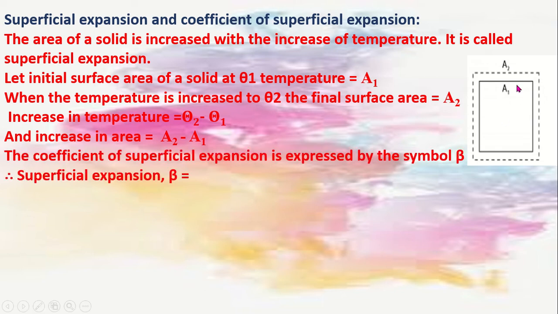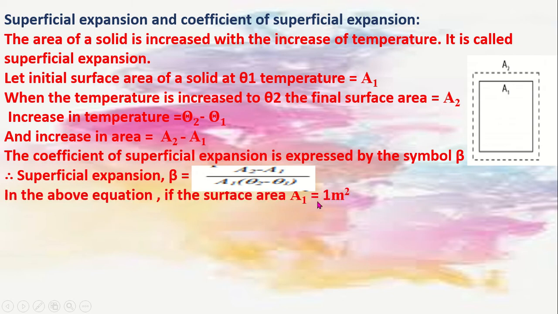So if the coefficient of superficial expansion is denoted by the symbol beta, then we can write beta equal to A2 minus A1 divided by A1 into θ2 minus θ1. That means increase in area divided by initial area into increase in temperature. In this way, we have already calculated the coefficient of linear expansion, which I have shown you in the first content related to this chapter.